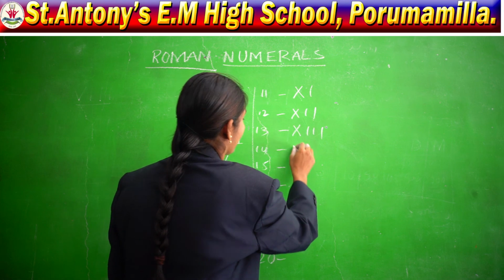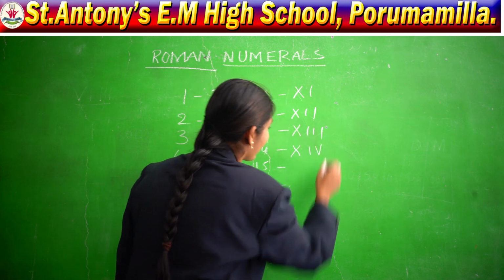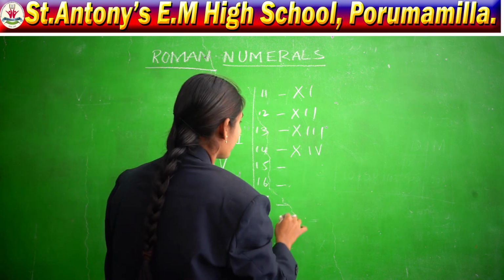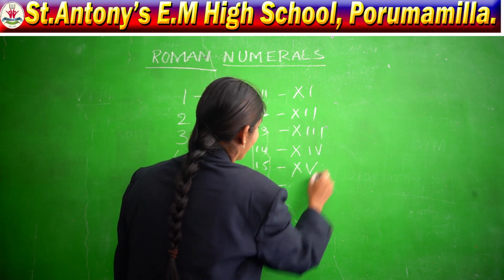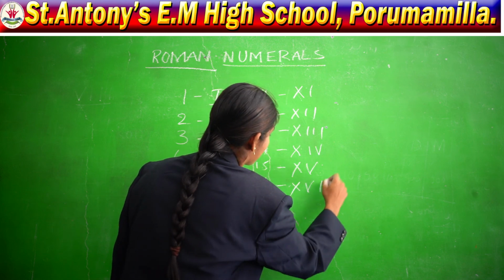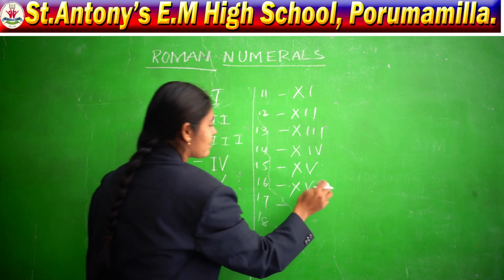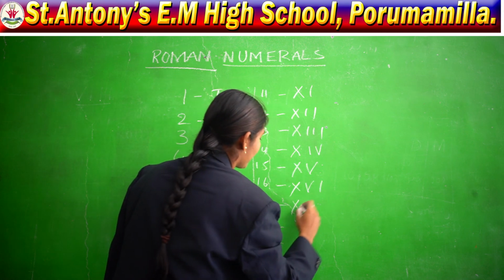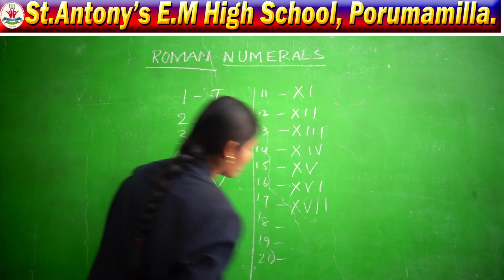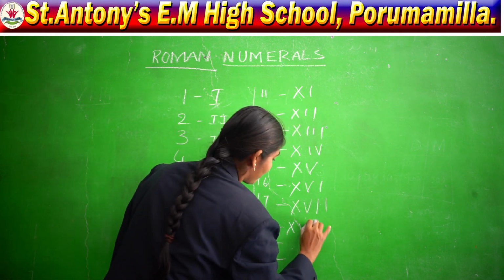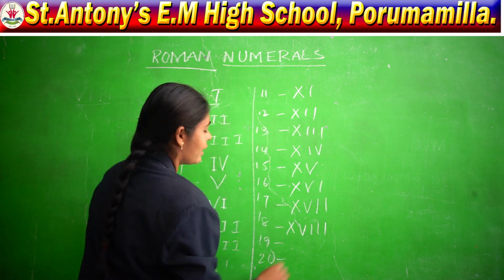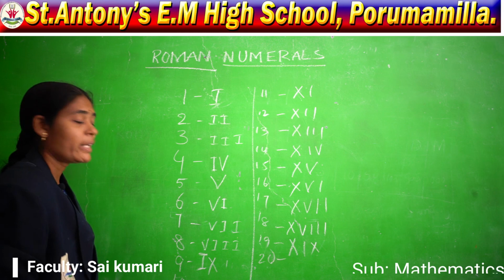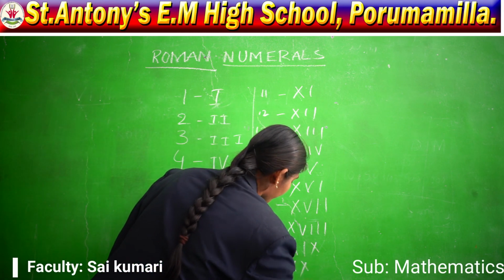To write 14, 10 plus 4, how can you write? 5 minus 1, so 14. 15 is 10 plus 5. 16 is 10 plus 5 plus 1. 17 is 10 plus 5 plus 1 plus 1. 18 is 10 plus 5 plus 1 plus 1 plus 1. 19, how can you write? 10 and 9, it will be 19. 20, 2 tens you can write.